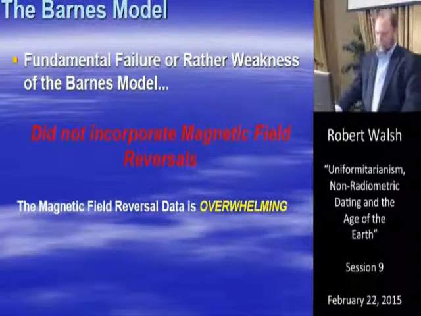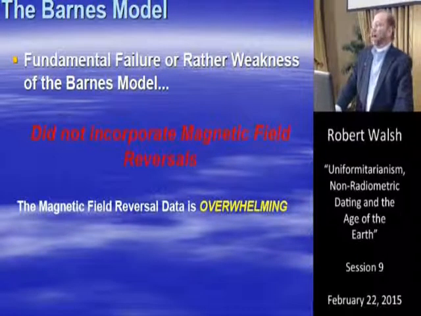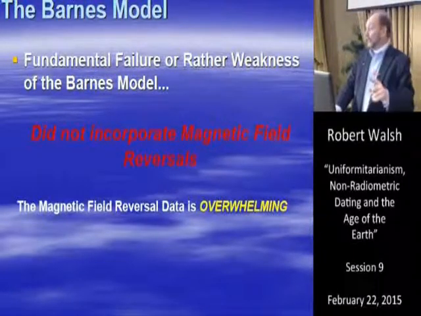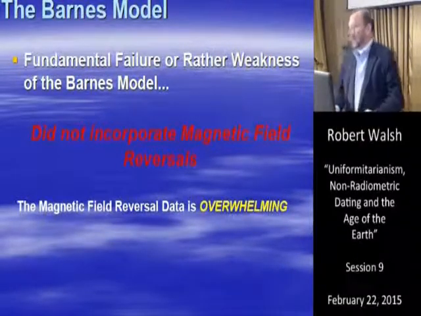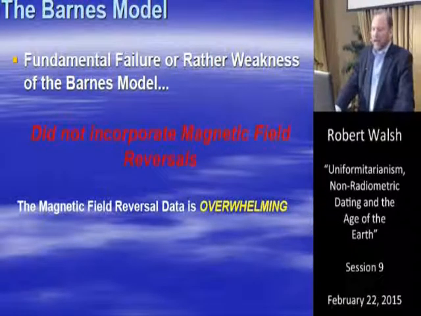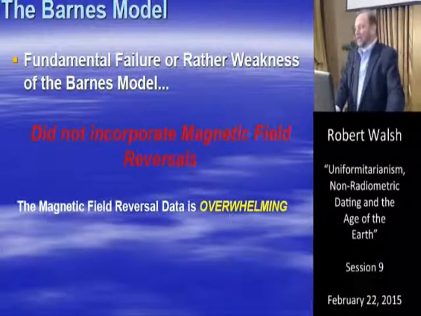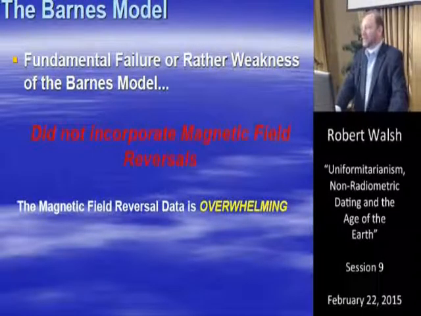All right. However, there are fundamental failures or weaknesses with Barnes' model. It's a very good model, but there are some things we need to add to it to make it an even better model. Yet I shall show you a more excellent way, as the Apostle Paul once said. He did not incorporate magnetic field reversals. This was a huge fundamental problem for the model. And yet, when you look at the field data, the evidence for field reversals is literally overwhelming. We'll look at some examples today.